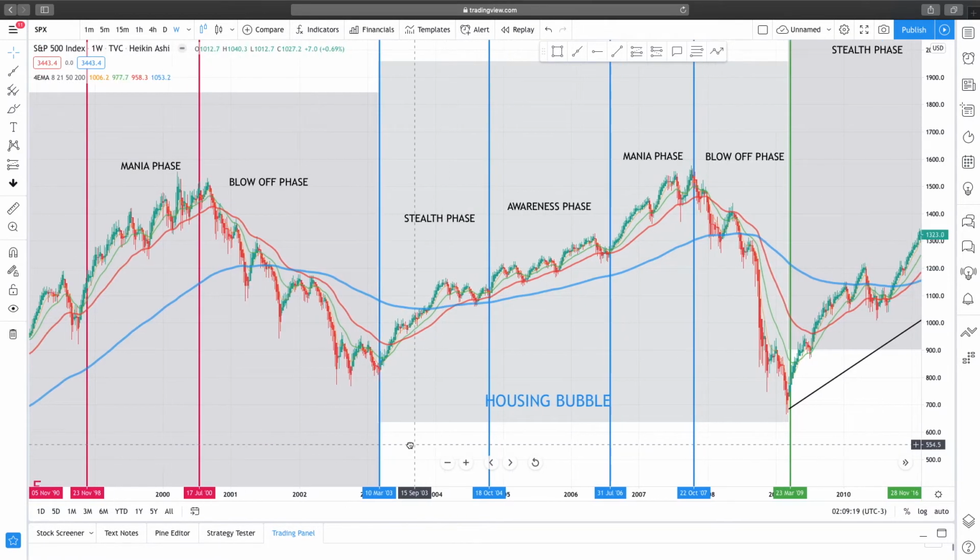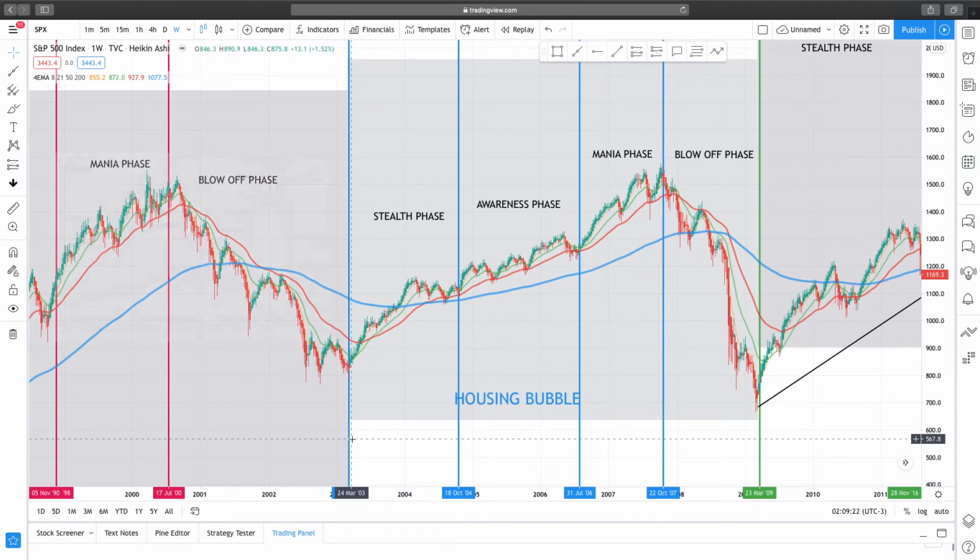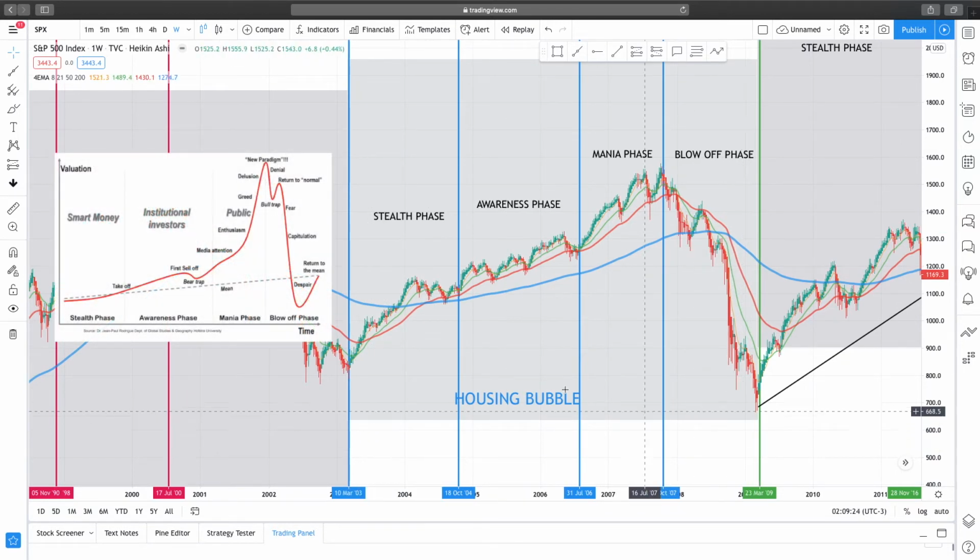Let's also take a look at the housing bubble, which happened between about 2003 and 2009. So as you can see, we had very little growth in the stealth phase, which lasted around a year. And then moving into the awareness phase, we had sort of choppy price action, but still moving in an upwards direction with multiple bear traps happening along the way.